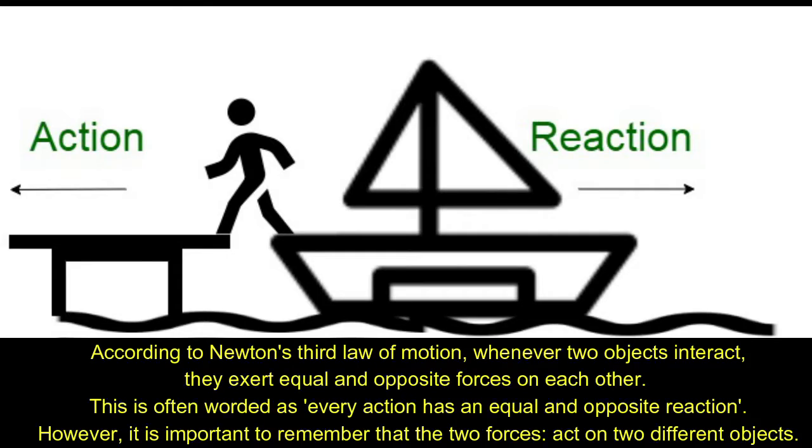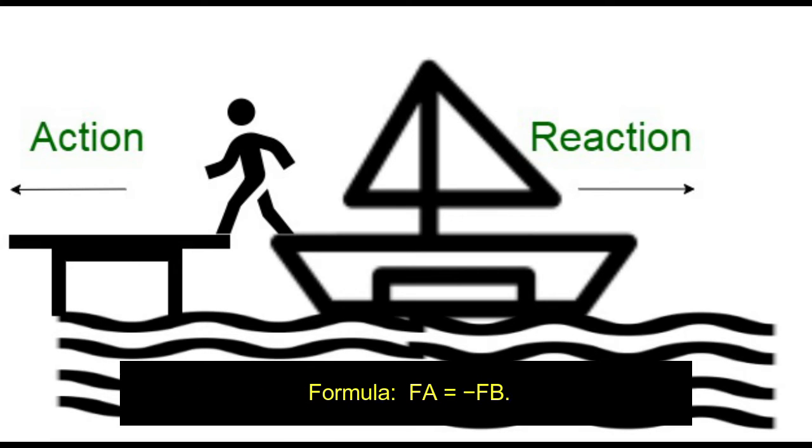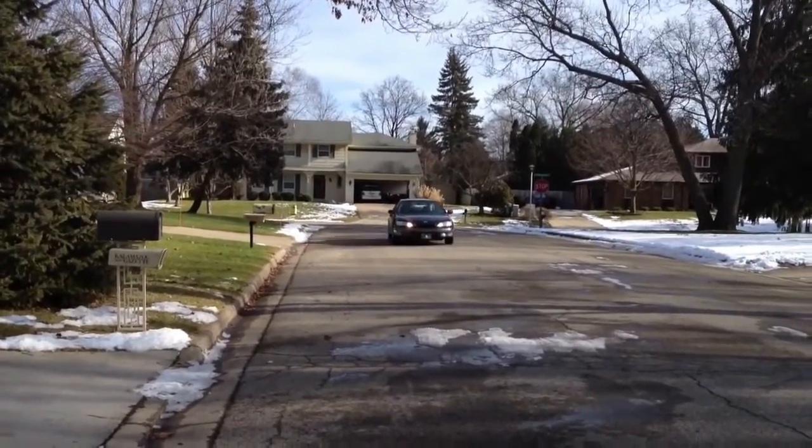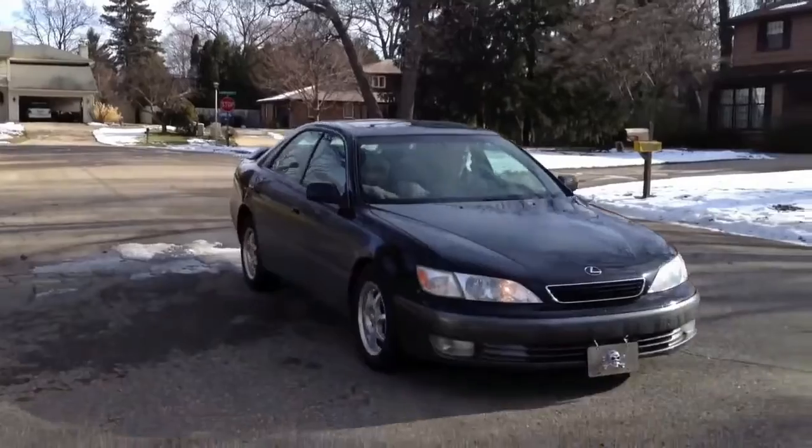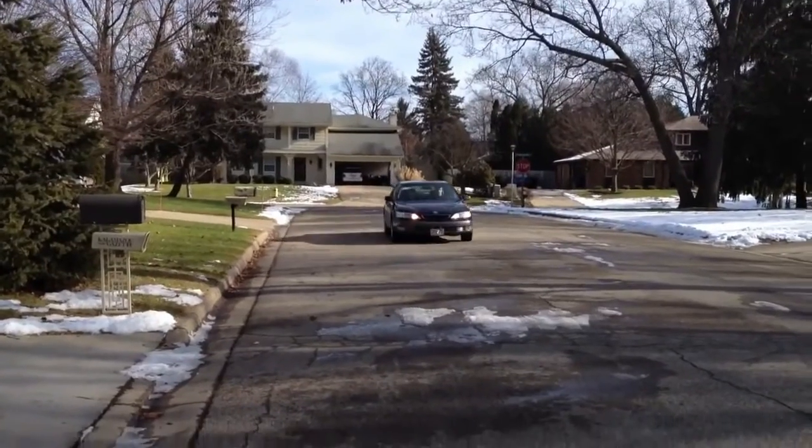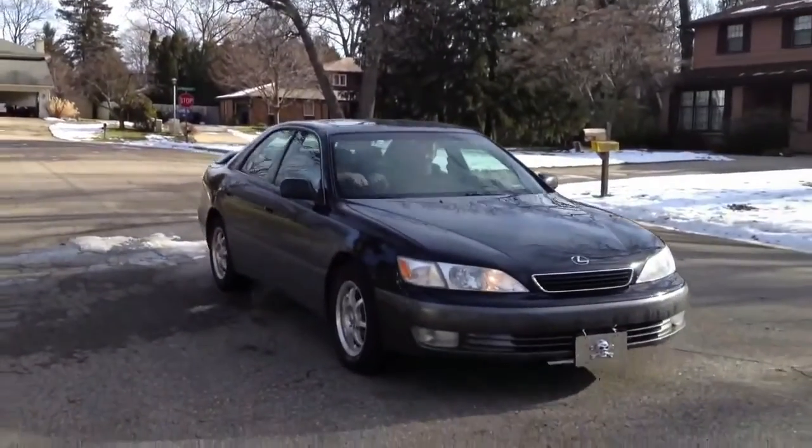According to Newton's third law of motion, whenever two objects interact, they exert equal and opposite forces on each other. This is often worded as every action has an equal and opposite reaction. However, it's important to remember that the two forces act on two different objects, and the formula is Fa equals minus Fb. For example, a bicycle or car will keep moving unless the rider or driver applies a frictional force through the brakes to stop it.